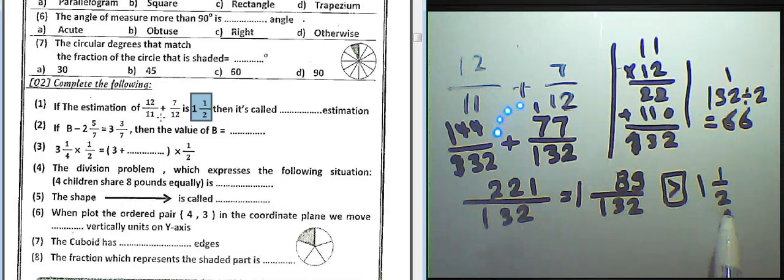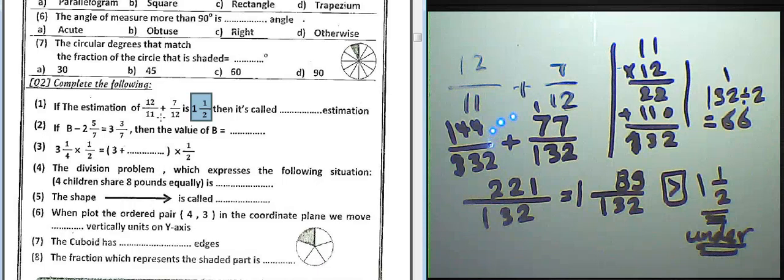Then this estimation will be under. Okay, you must write under estimation, because the estimation, 1.5, is less than the actual number. Then the estimation will be under. You must write under estimation in this space, right under here, under estimation.